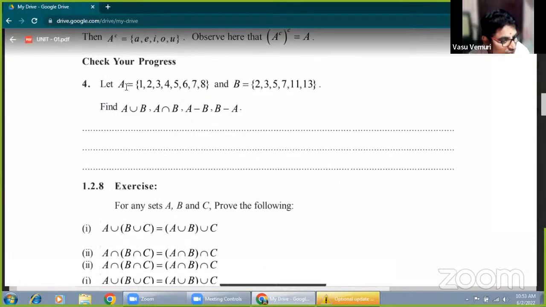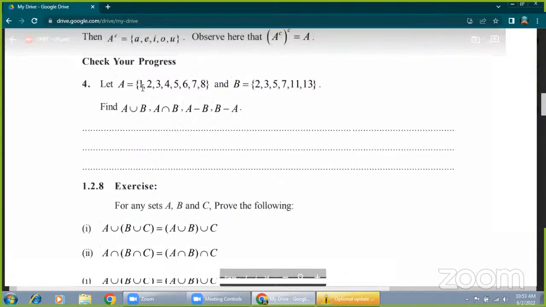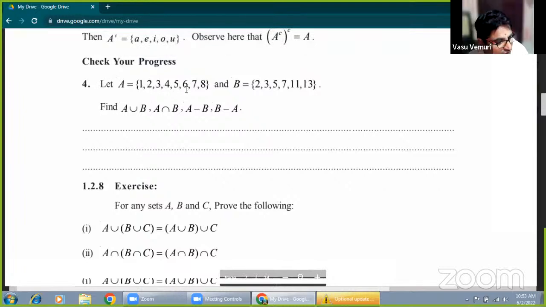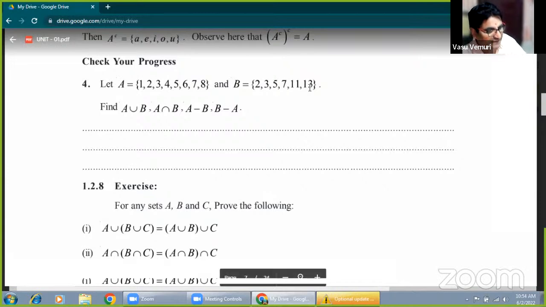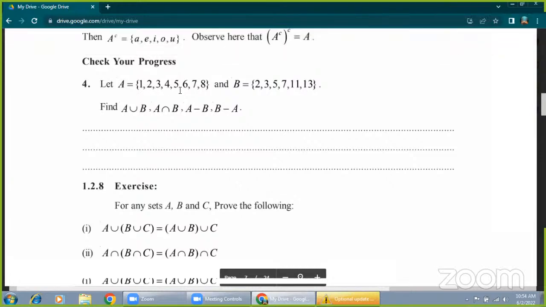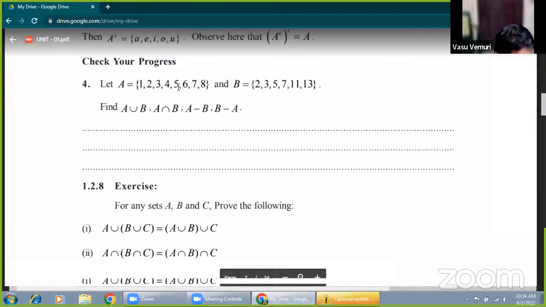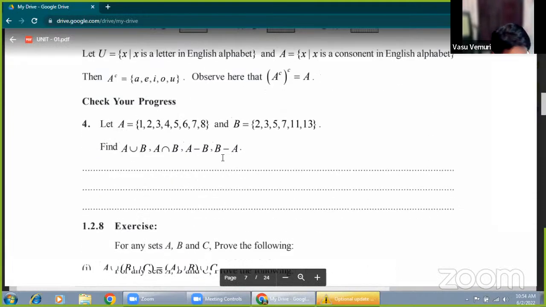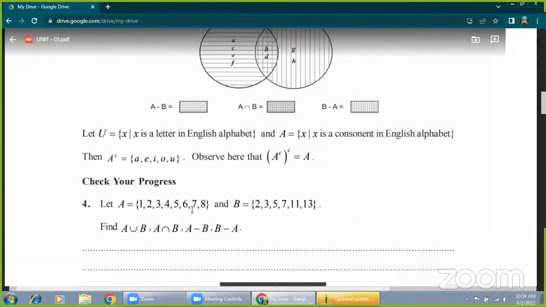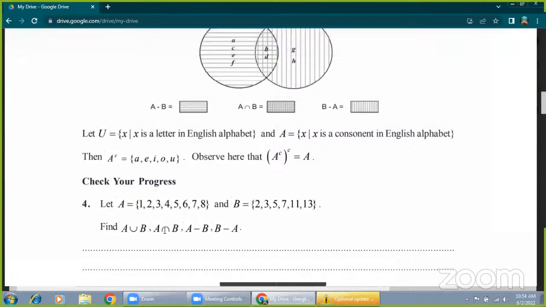Okay, now here is one more example. A is 1, 2, 3, 4, 5, 6, 7, 8. This is the capital A, and capital B is 2, 3, 5, 7, 11, 13. This is the set capital B. Write A union B: 1, 2, 3, 4, 5, 6, 7, 8, 11, 13. Very good. A intersection B is 2, 3, 5, 7. Very good.